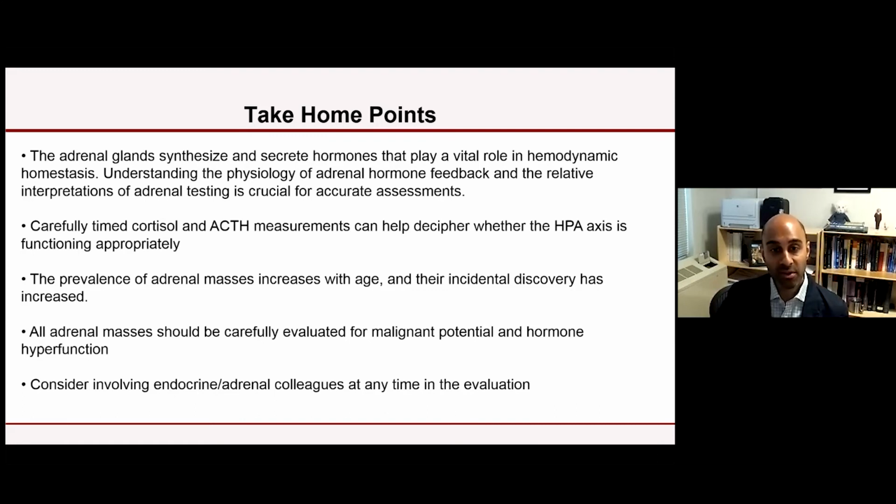The prevalence of adrenal masses increases. It particularly increases with age, and they're very common. And their incidental discovery is increasing year after year. Every adrenal mass should be carefully assessed for potential malignancy and potential hormone hyperfunction. You can do that yourself or work with one of your endocrine colleagues, but don't ignore these masses if you see them. I think that's one of the big problems that we're having in the field. And at any time, you can feel free to consult your endocrine or adrenal expert colleagues to help you out.